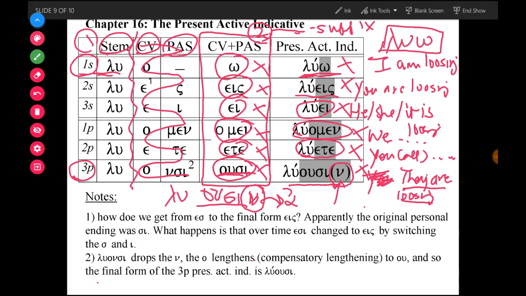And Mounce actually has a cute way of trying to remember the present active indicative suffixes. If this helps, feel free and unembarrassed to use this method. He recites these suffixes as if they were a cheer used in sports. So if you had a cheerleading squad, they might say, O, eis, ei, omen, ete, ousi. O, eis, ei, omen, ete, ousi. And that's a very clever way of memorizing the primary active indicative suffix endings.